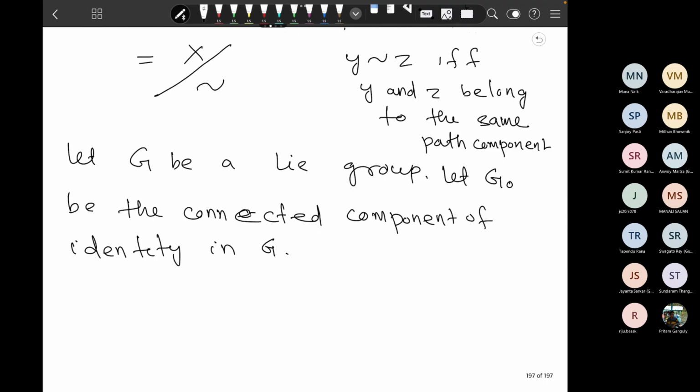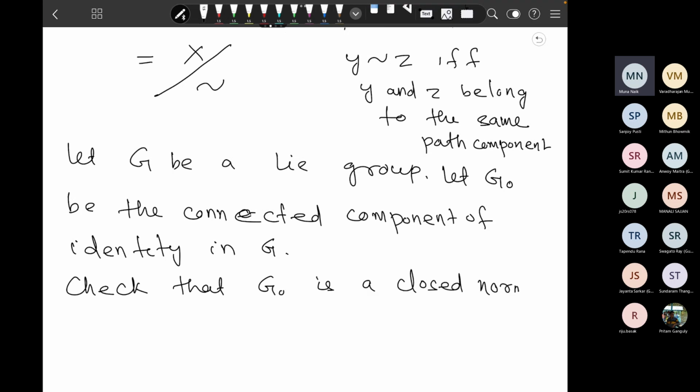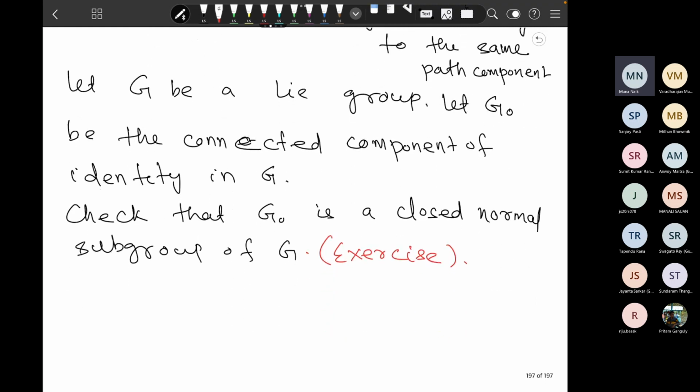So it is known that we can check that G naught is a closed normal subgroup of G. This is a very easy exercise. In fact, it is true in the category of topological groups. For closedness, you need G to be a Lie group. So check that G naught is a closed normal subgroup of G.